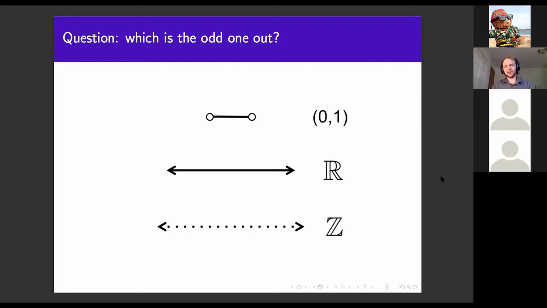You can think of this as a one-dimensional infinite line going in both directions. That's why there are little arrows on the edge. And then I have the so-called integers. The integers are all the whole numbers, negative and positive. So 0, 1, 2, 3, 4, all the way up, and -1, -2, -3, -4. If we draw them on a number line, they're like dots a certain distance apart, going off in another direction. So does anyone want to unmute themselves and tell me which one they think is the odd one out?